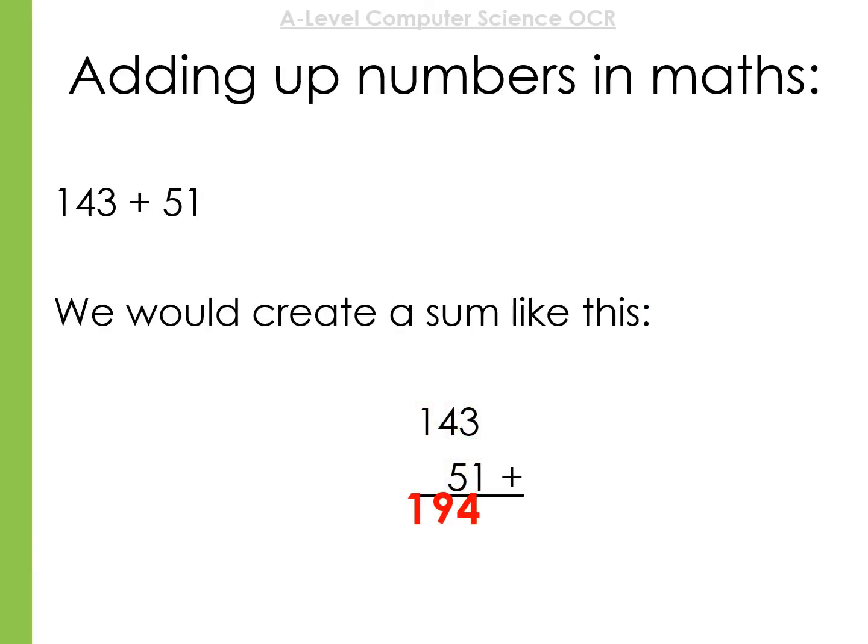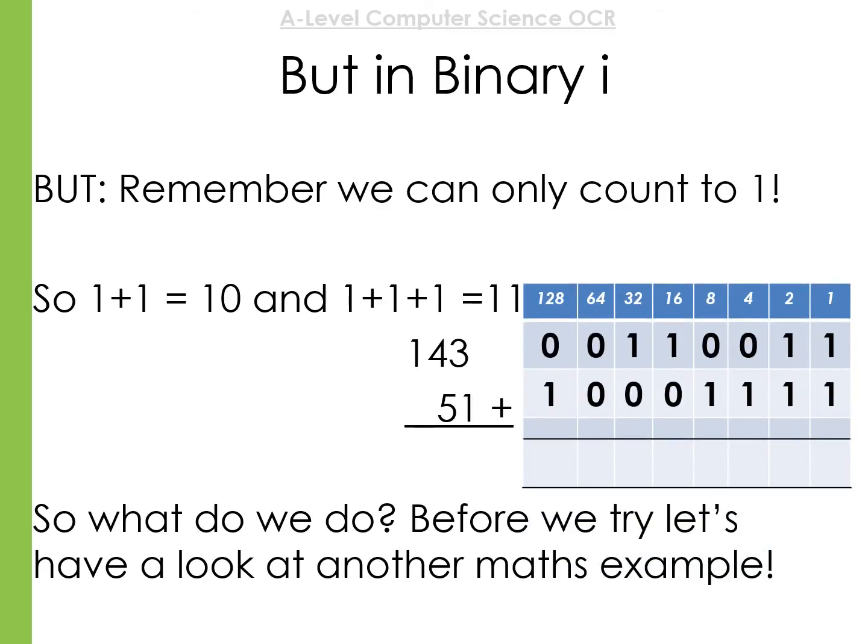Let's think how we would add up values in maths. If I wanted to add 51 to 143, I'd create a sum like this. I'd add my 3 and 1 together, my 4 and my 5 together, and add the 1 on the end to make 194. In binary, we use the same system. If I wanted to add 143 to 51, I write them out in binary first, and then I can add the values.